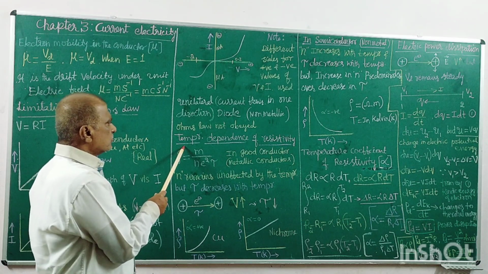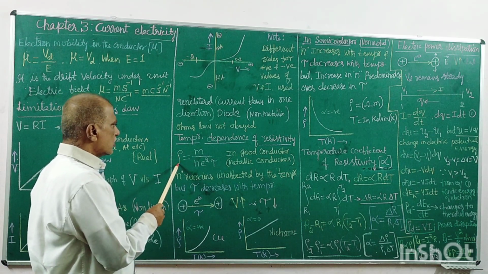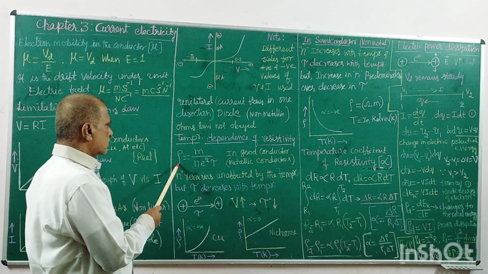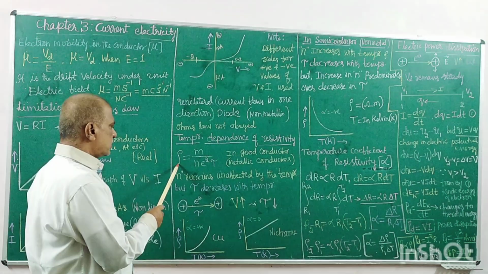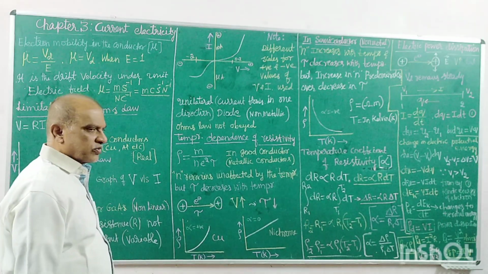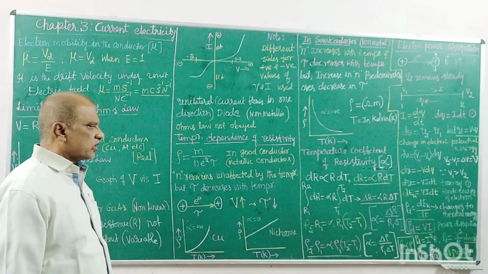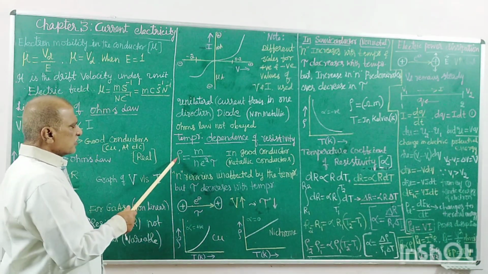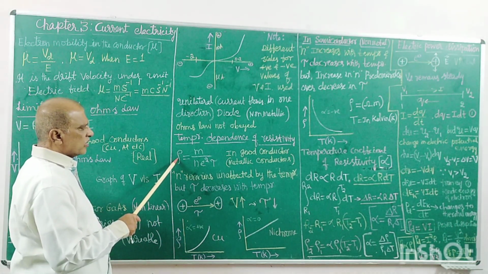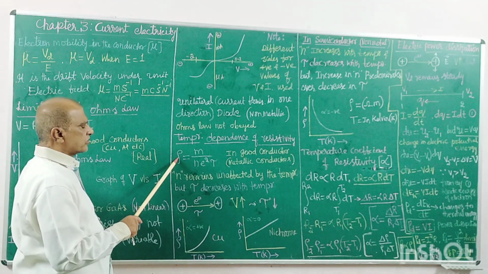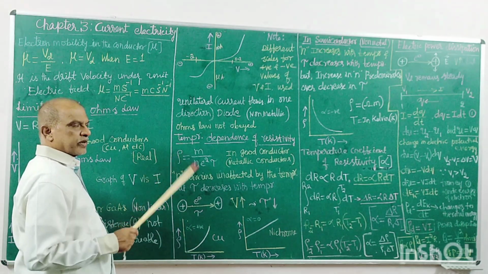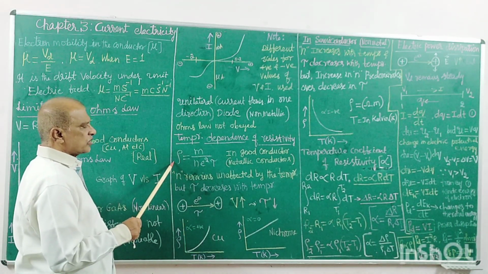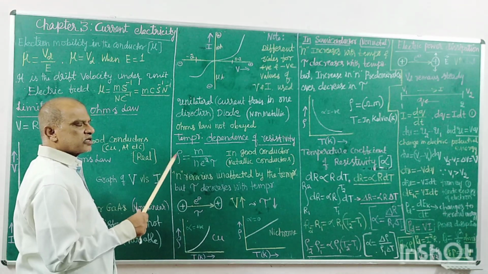Now next is resistance. This rho is called the resistivity of the material, which I taught in the previous class in detail. Resistivity means a specific value; resistance is a general term. The resistivity of a material is temperature dependent. If the temperature of the material changes, the resistivity of the material also changes. Resistivity either increases or decreases.